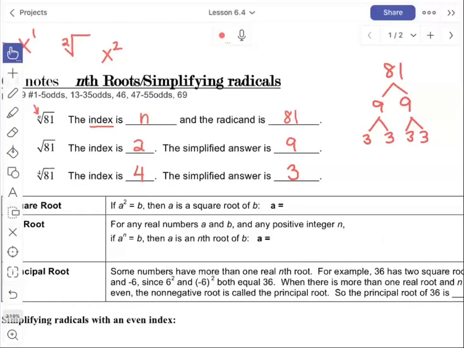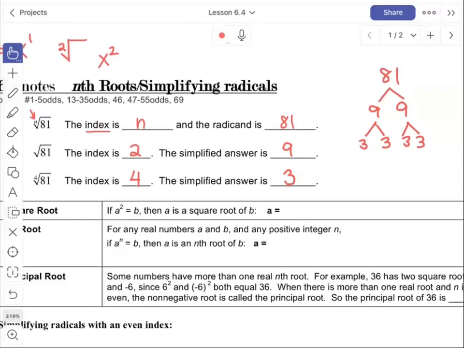Okay, now you can see it. All right, so if I were to break down 81, it would be 9 times 9. And then 9 I can break down to be 3 and 3, both of the 9s, right? So now notice I got 1, 2, 3, 4 3s.